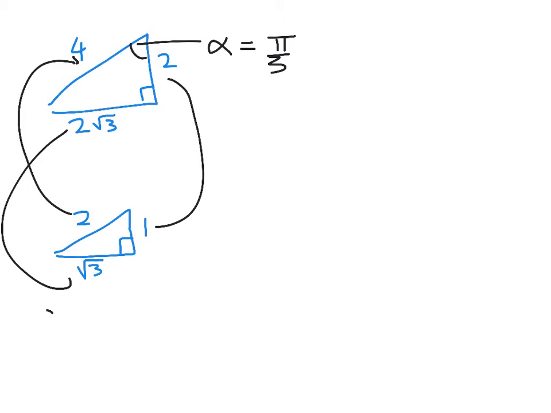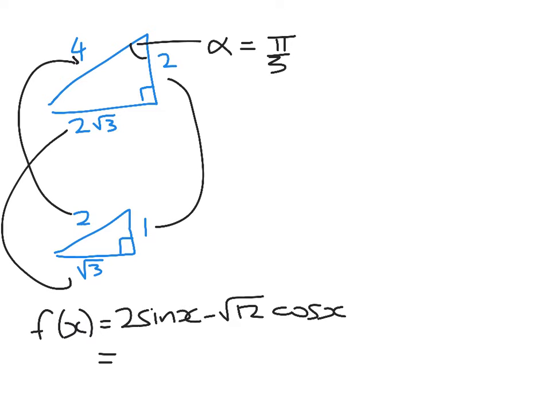So now I can write the following statement. f of x is equal to 2 sine x minus root 12 cos x, and we can rewrite that as 4 sine of x minus pi on 3. So that's good, but we weren't asked for that. We were asked to find the maximum and minimum value of that function and figure out the smallest positive values of x where they happen.